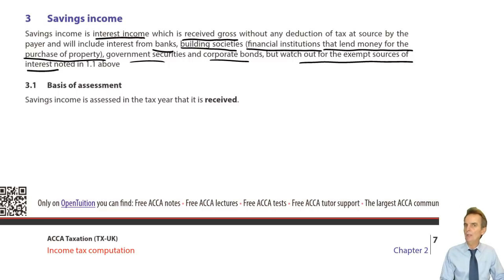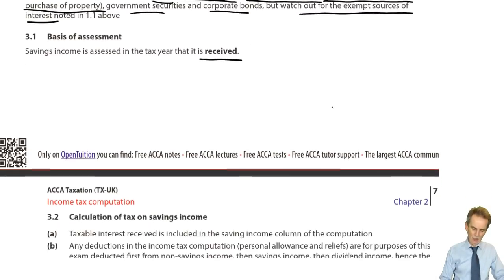If it's a 2-mark objective testing question, probably in section A, then you're not saying anything other than leaving it out and not including it in your figure of taxable income, and hopefully going on to correctly compute either just the correct figure of taxable income, or the tax liability, or the tax payable. Okay. Basis of assessment, as we know, is the interest received in the tax year.